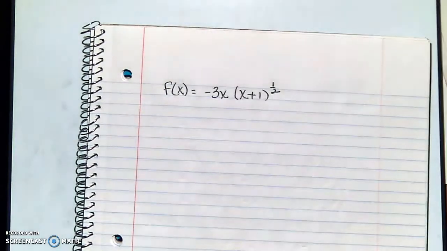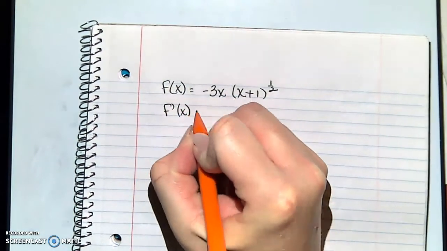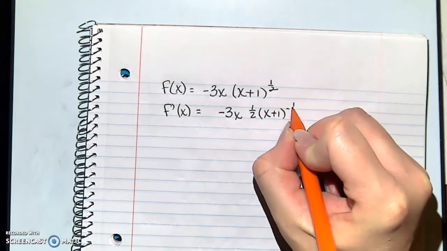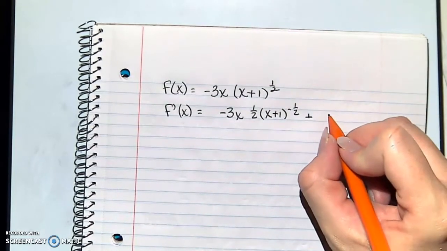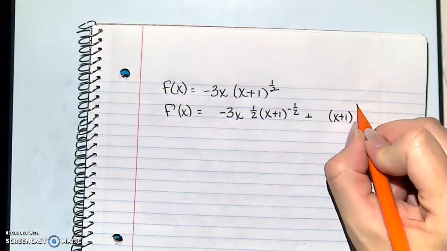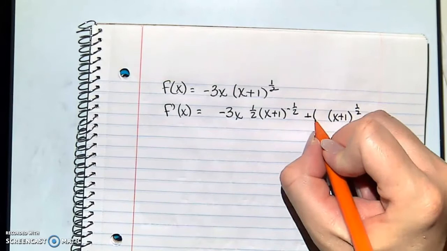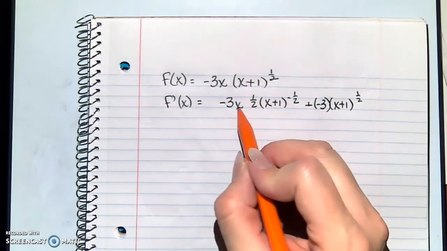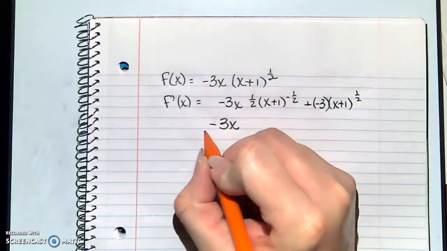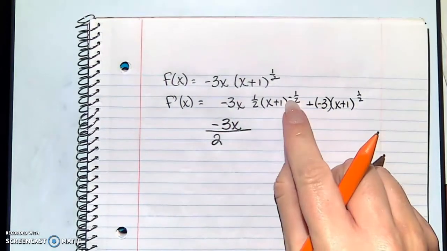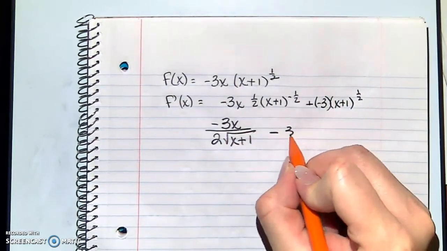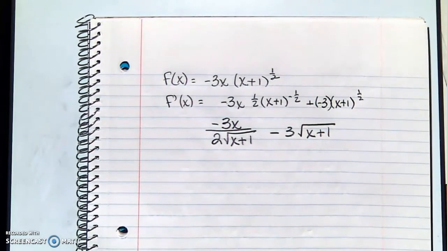So now let's see what happens if I take a derivative, which I'm going to have to use the product rule for. So I've got the first times the derivative of the second plus the second times the derivative of the first, which is negative 3. Okay, so I'm going to clean this up just a tiny little bit so it's easier for us to look at. If I have a negative 3 times x, that's in my numerator, 2 goes to the denominator, the square root is in my denominator, and then I have minus 3 times the square root of x plus 1.